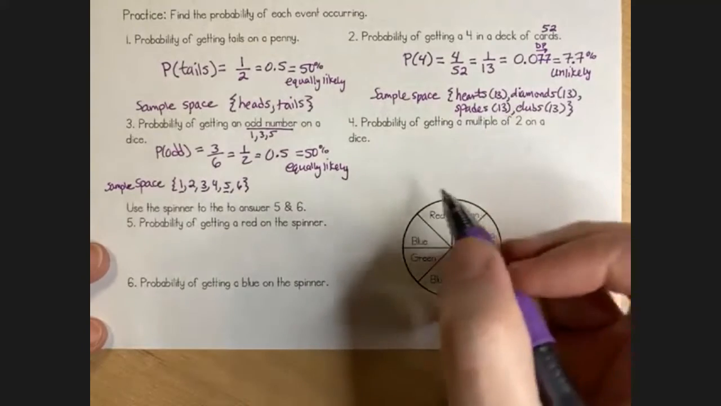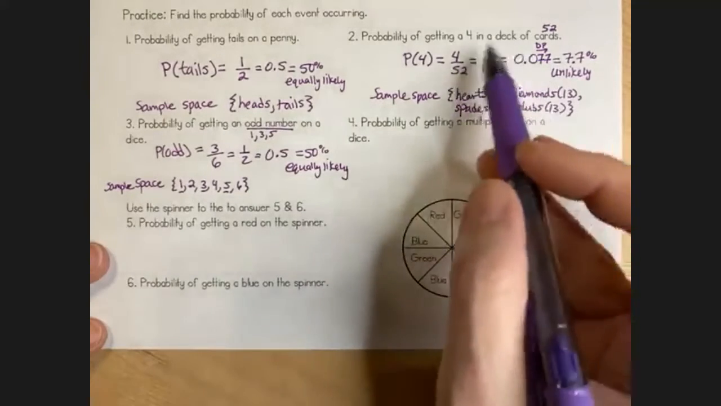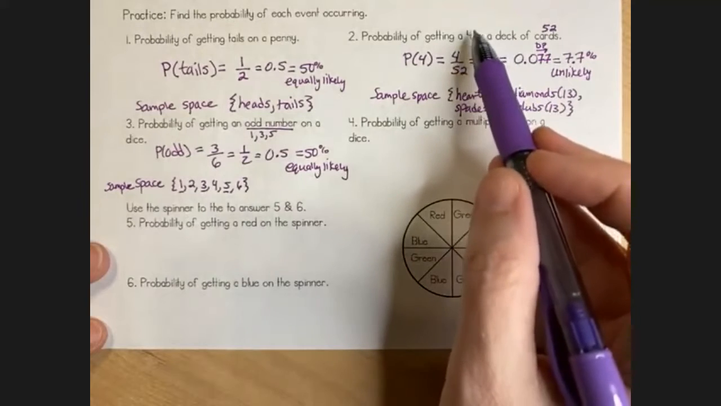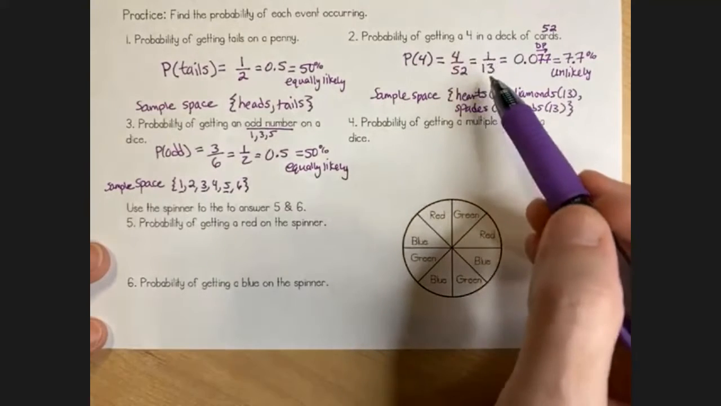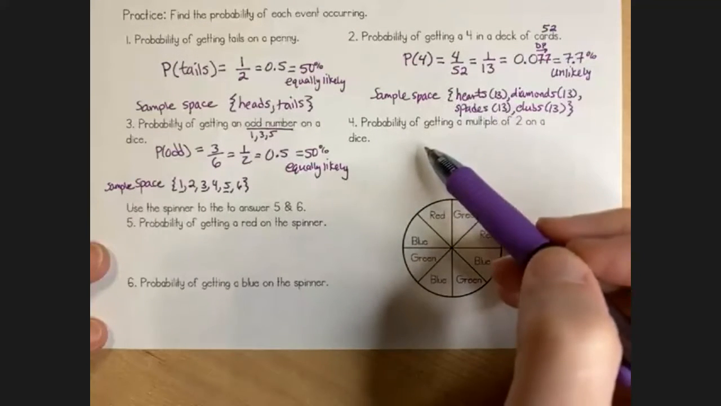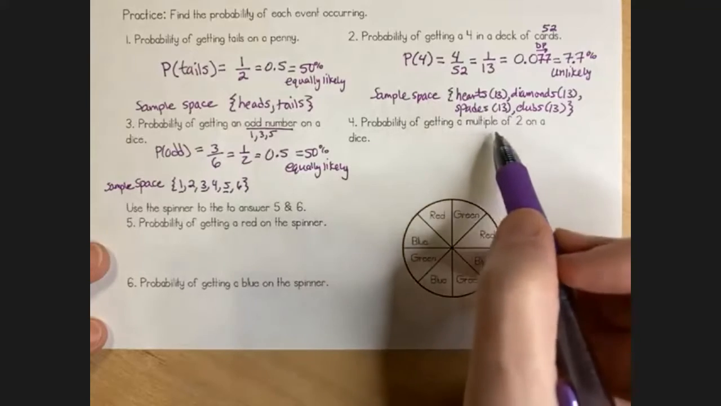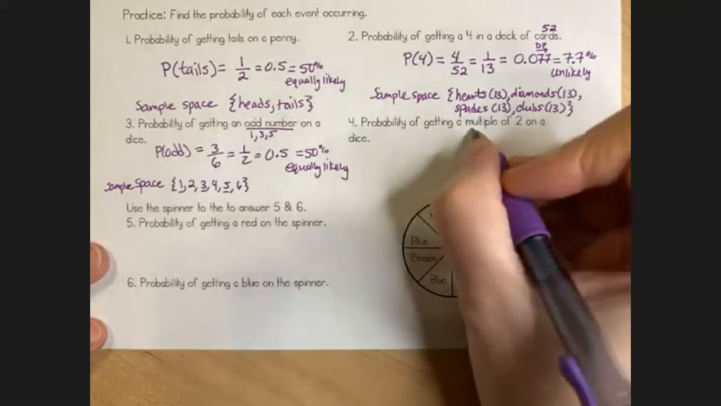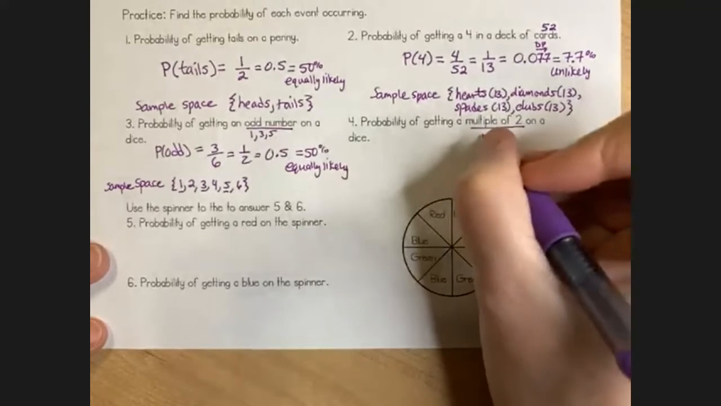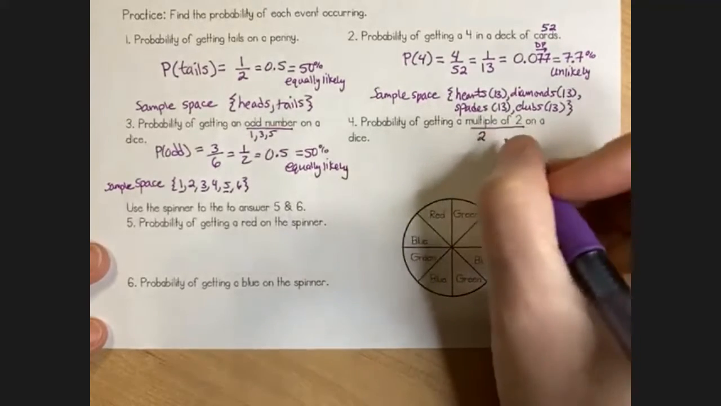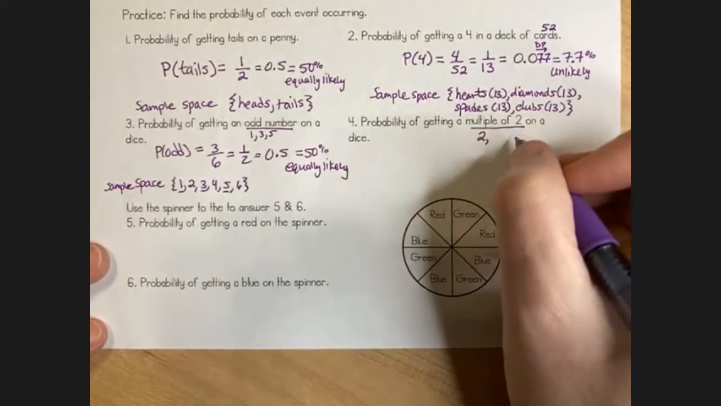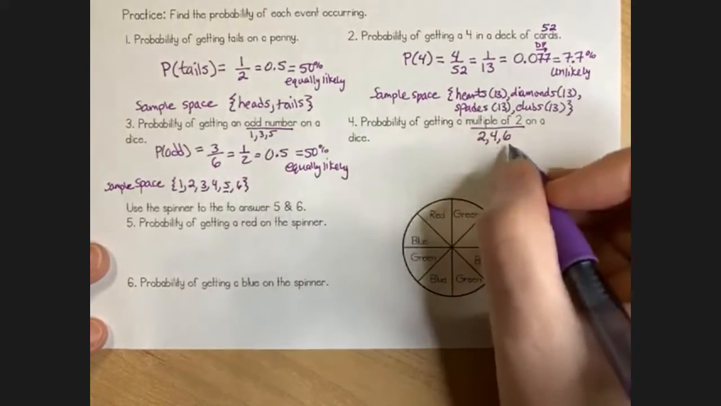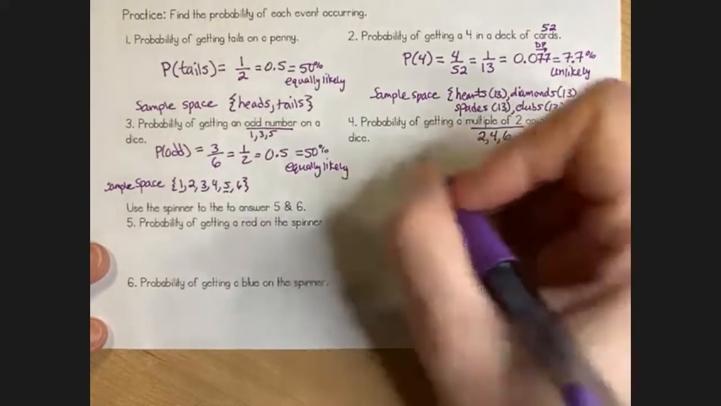So back to this again, and back to the cards. So getting just one individual number on a card or a king, your chances aren't very good. They're very unlikely. Probability of getting a multiple of 2 on a die. Well, you have to know what multiples are. And so 2 is the first multiple of 2. And then I skip count by 2, so it'd be 4 and 6. So we're back to, again, 3 numbers here.